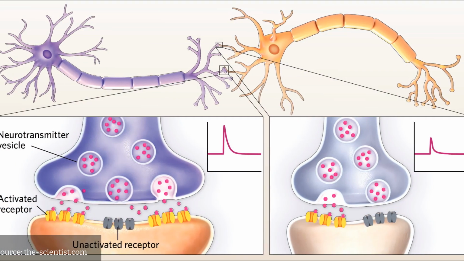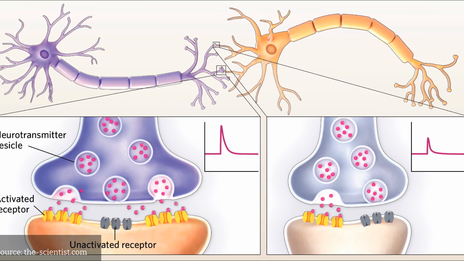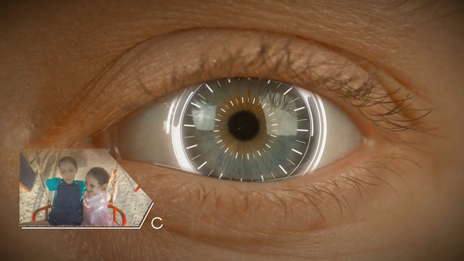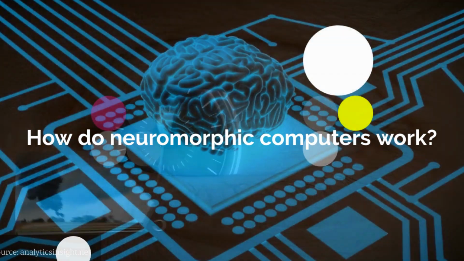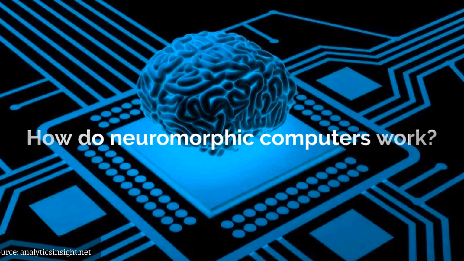Long-term memory is thought to involve changes in the strength and connectivity of synapses, which allow information to be stored and retrieved over time. How do neuromorphic computers work?